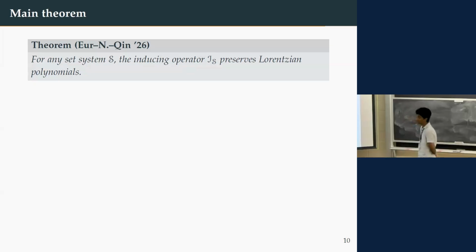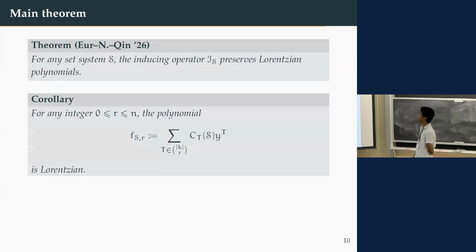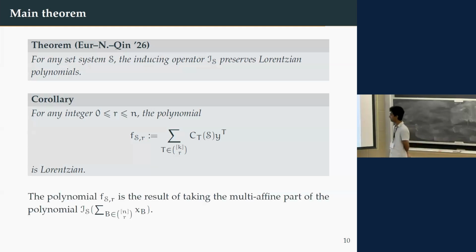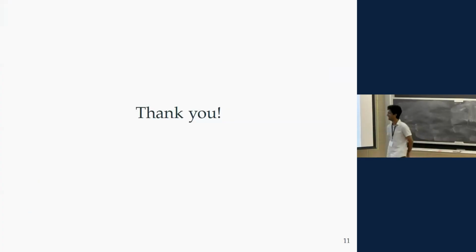And as a corollary, what we get is that the polynomial that recorded the matching statistic I showed before turns out to be Lorentzian, and we can see that this polynomial is actually the result of taking the multi-affine part of the image of the elementary symmetric polynomial under this operator. Yeah. And taking the multi-affine part also preserves Lorentzian. So that's it. Thank you.